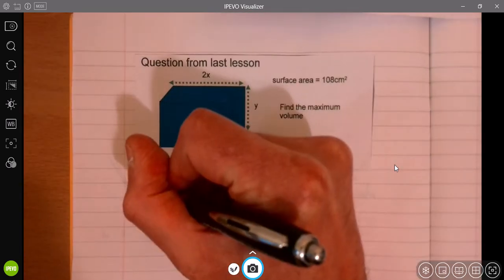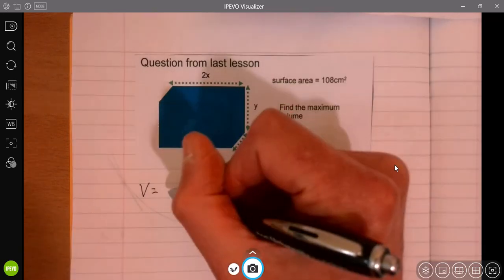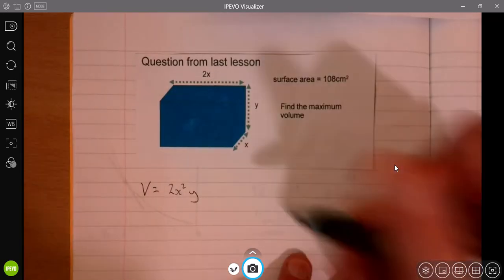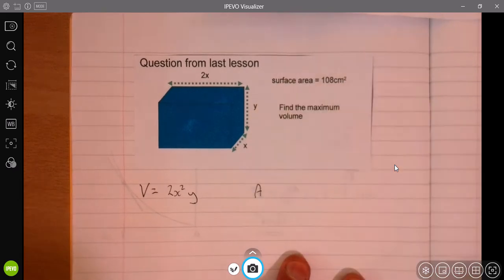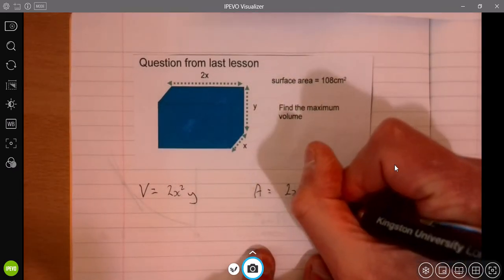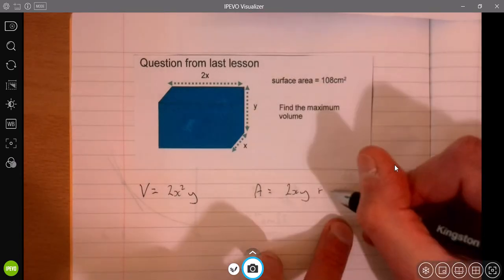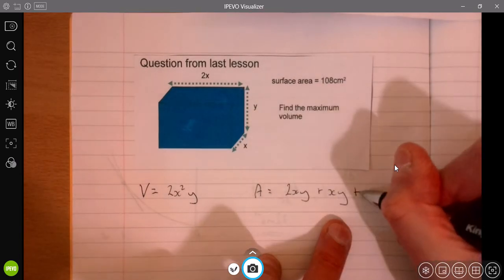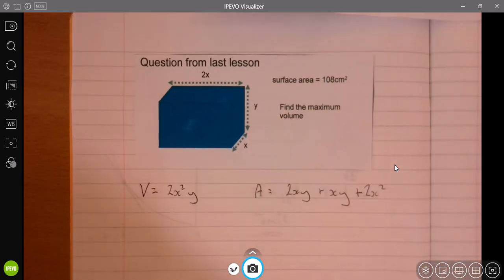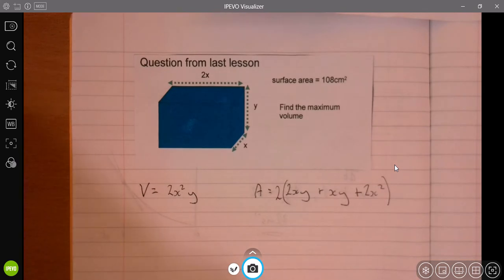To work out volume, it would be 2x times y times x, so that would be 2x squared y. If I want to work out the area, then what do we got? We got 2x times y, and then plus x times y, and then plus as well 2x times x, so 2x squared. And then everything counts twice, so I'm going to multiply all of that by 2.